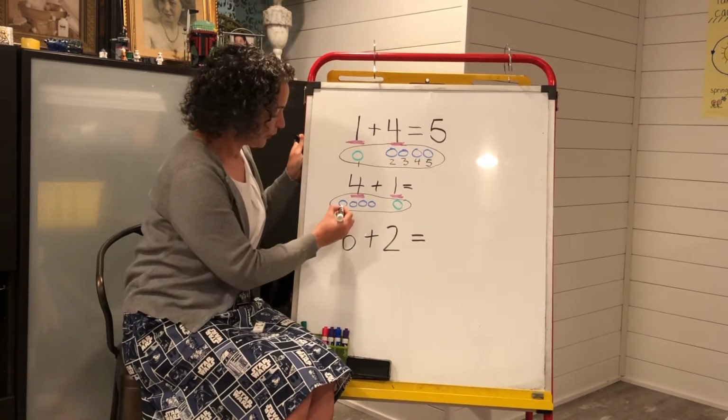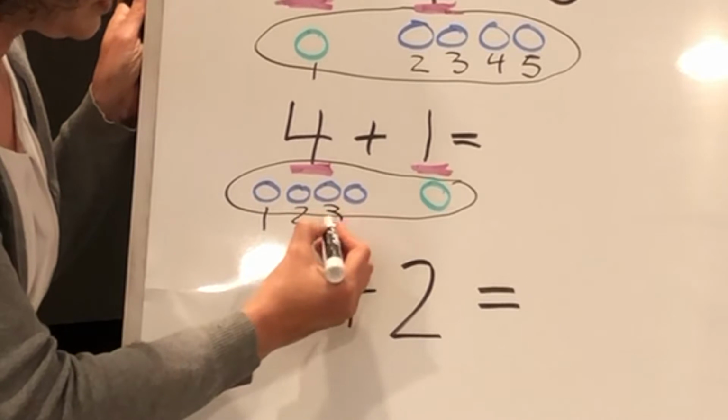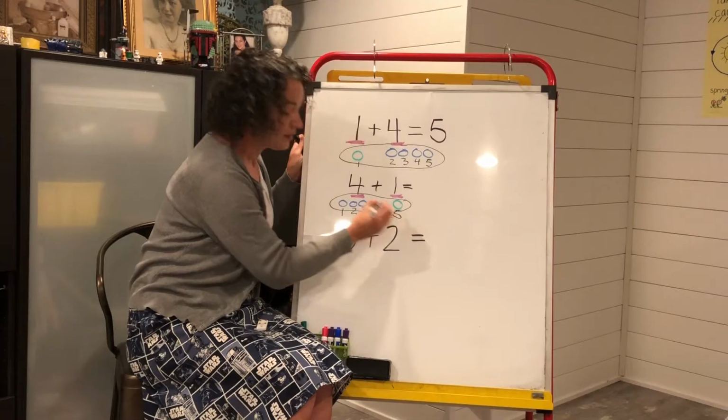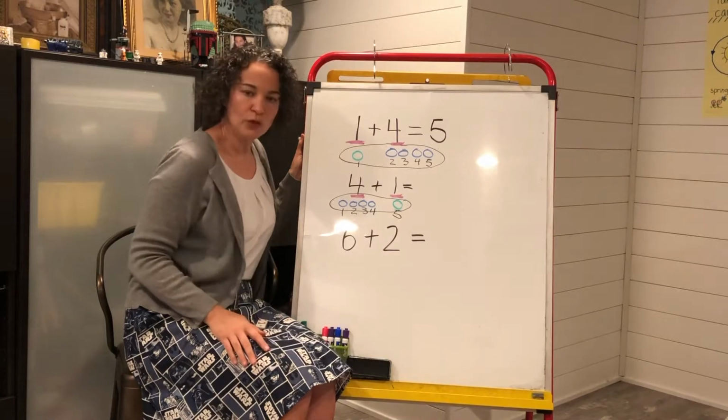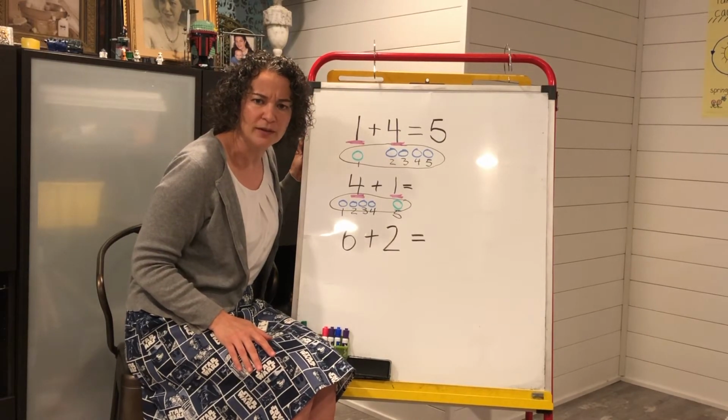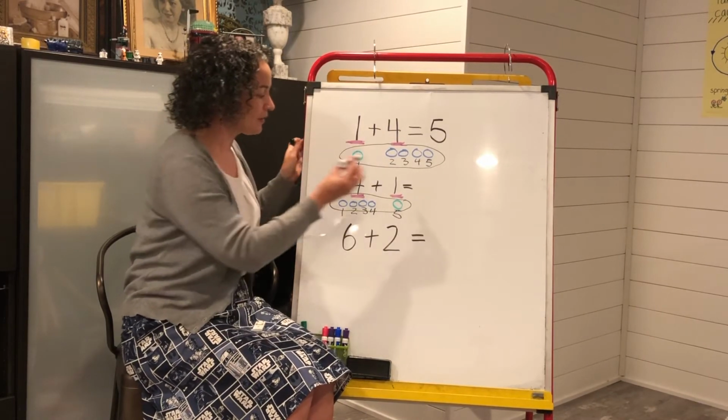Help me count. 1, 2, 3, 4, 5. Let's count it again. 1, 2, 3, 4, 5. So what is the sum of 4 plus 1? Yes, the sum is 5.